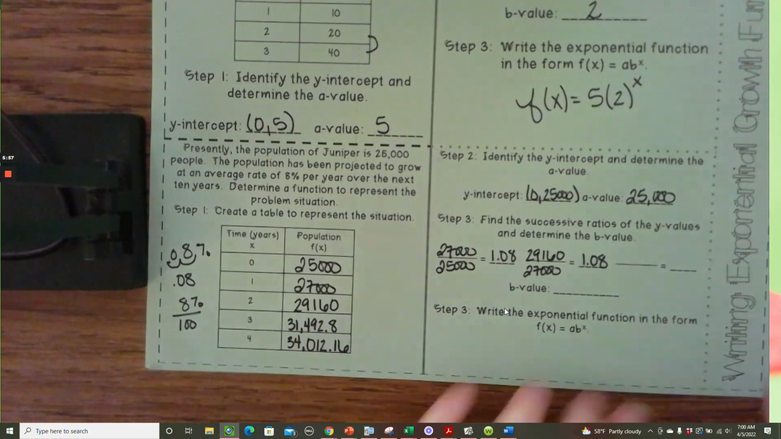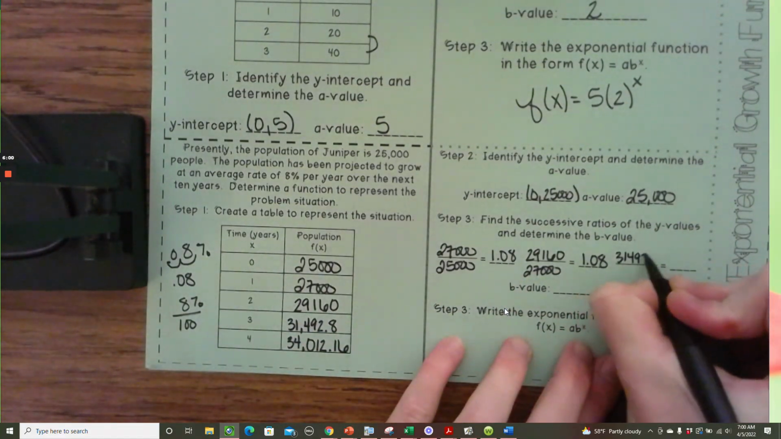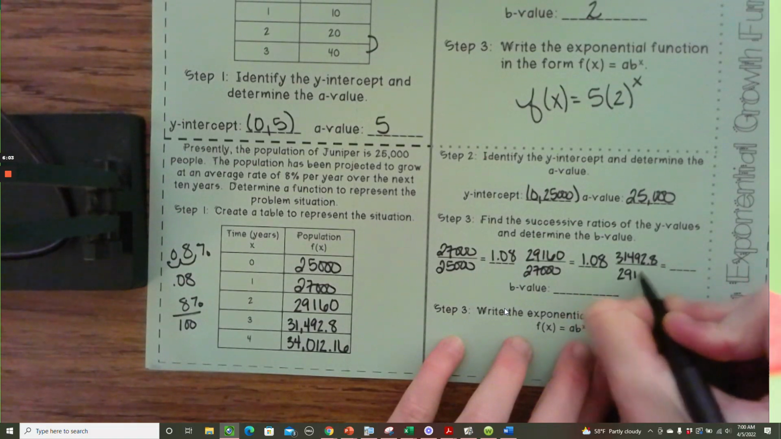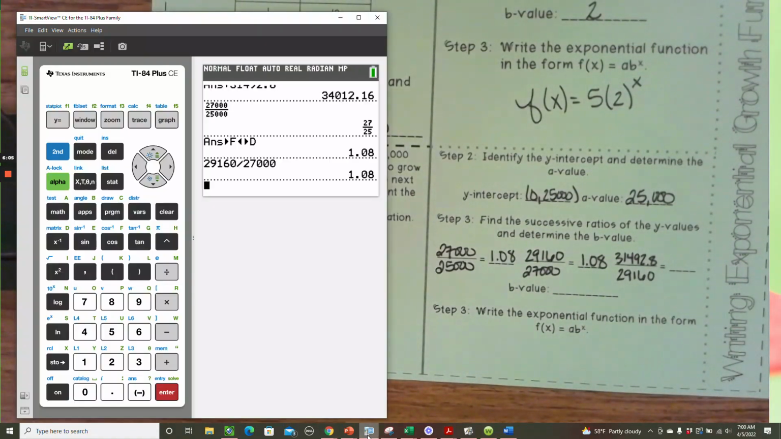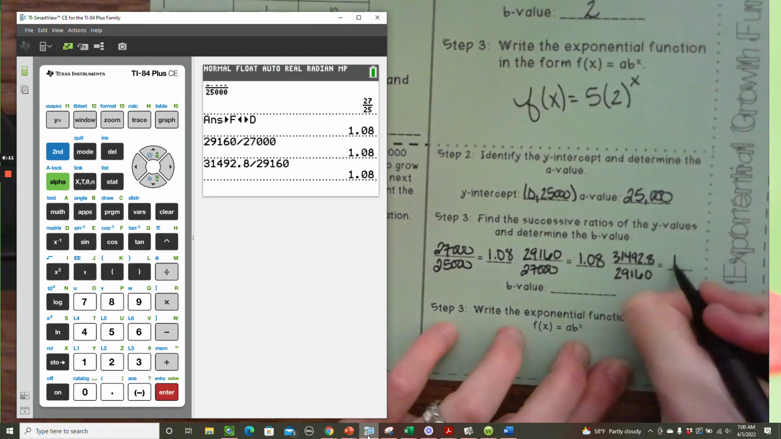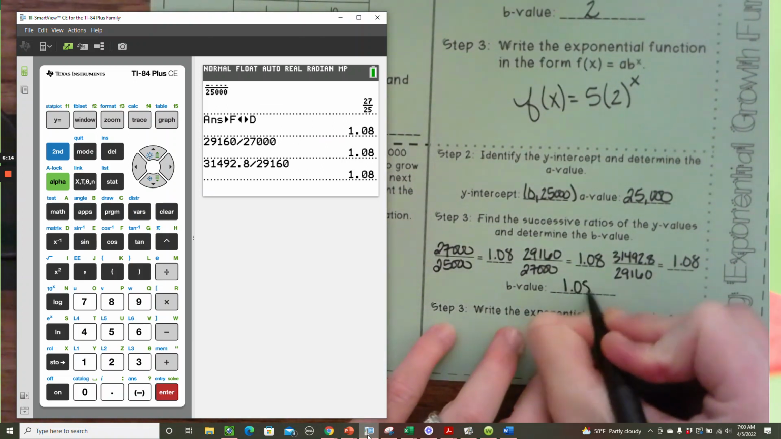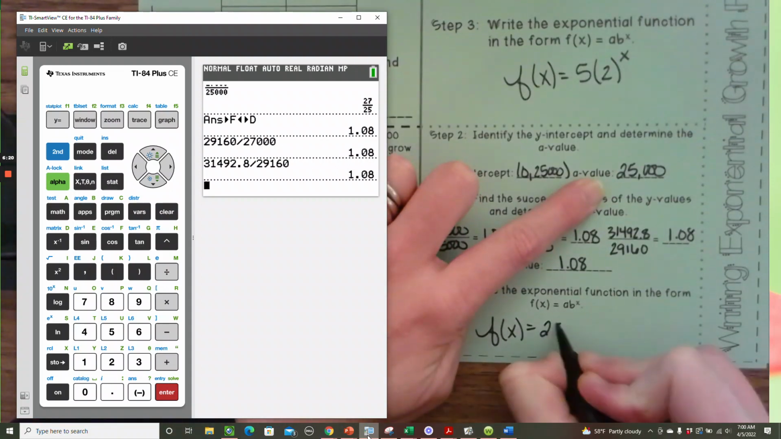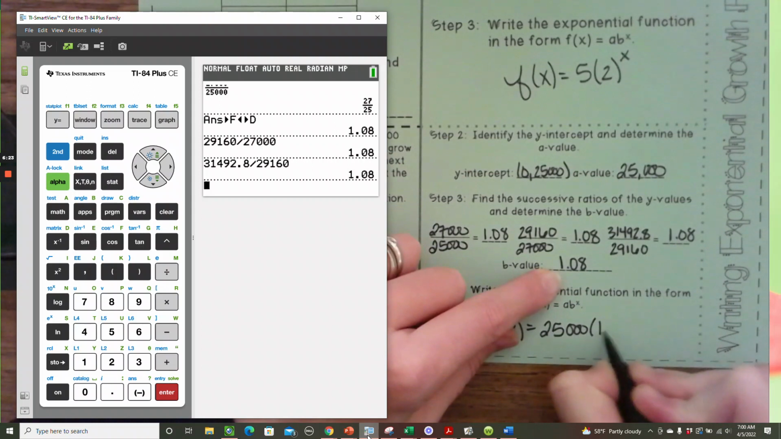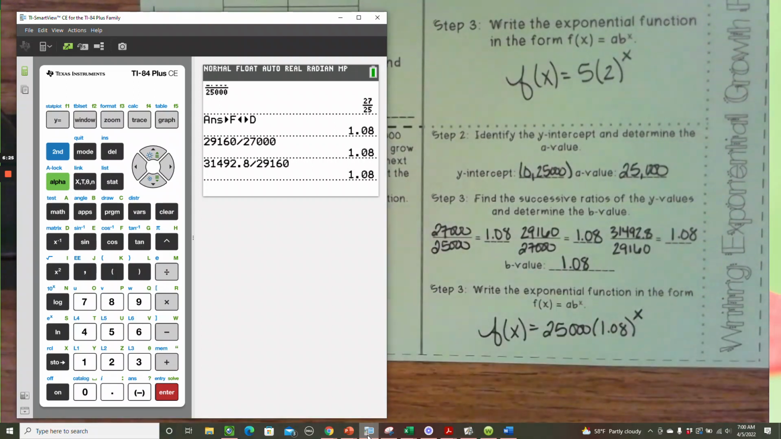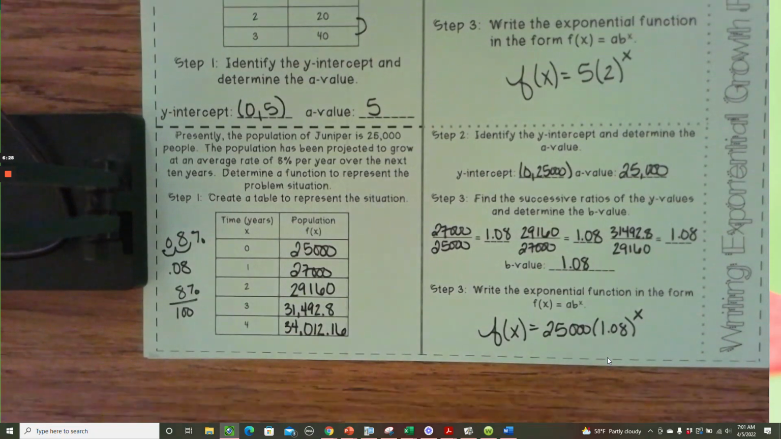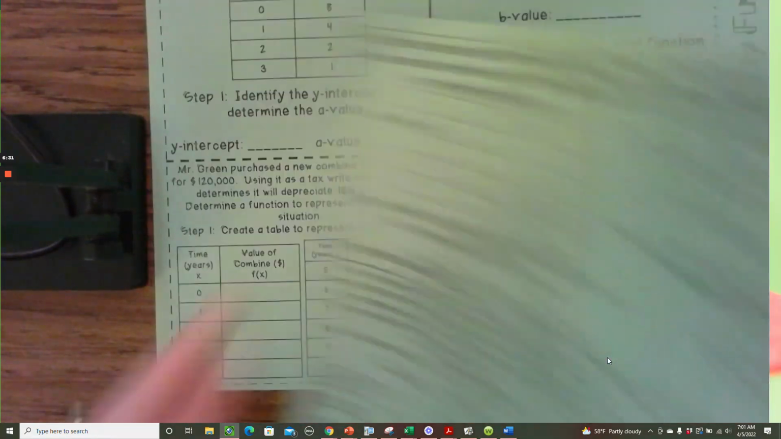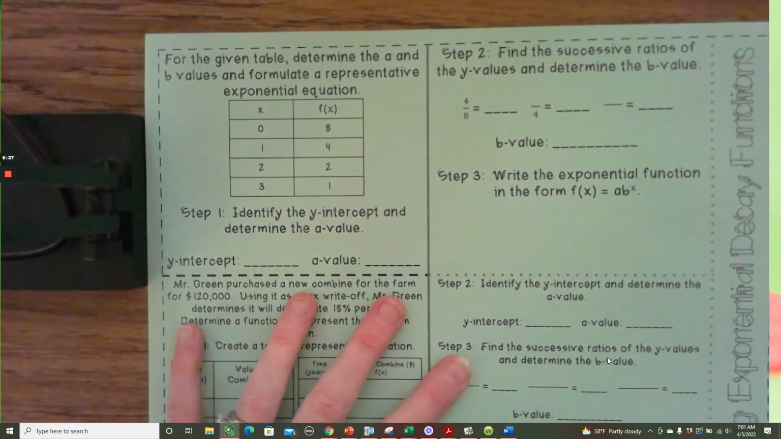So now I'm going to go down to this last one, 31,492.8 over 29,160. And I get 1.08. So my b value is 1.08. So my function, f of x, equals the a value, the b value, and then my exponent is x. Okay? So that's growth. Decay is identical. We do the exact same thing.